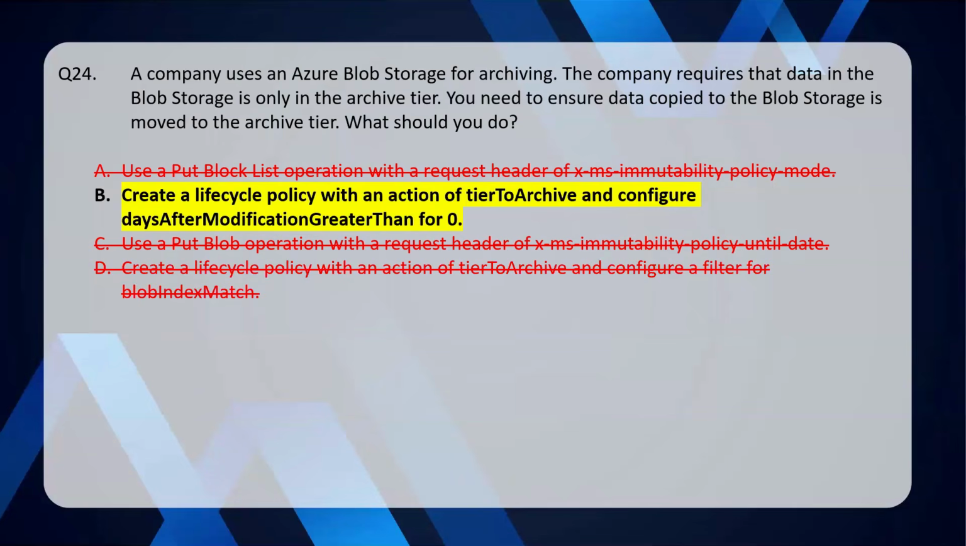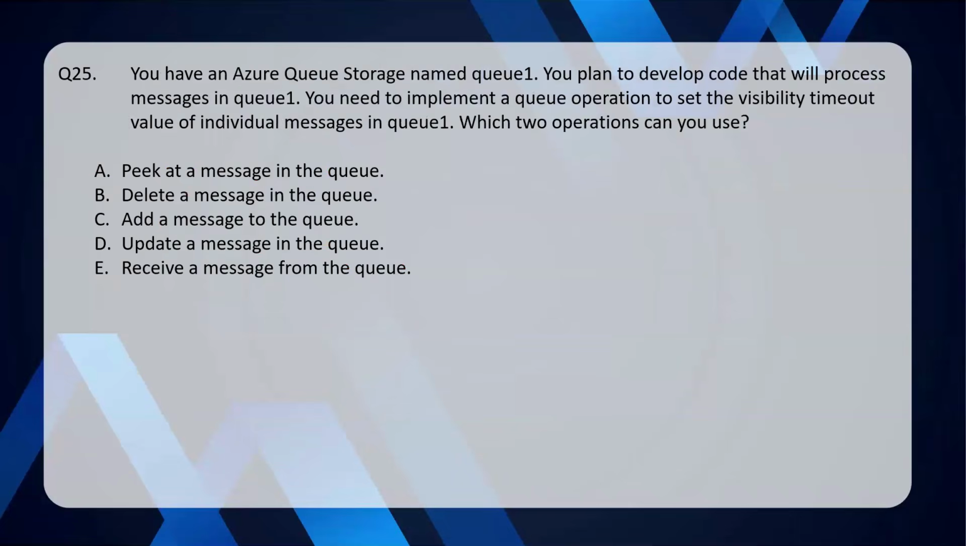Question number 25 of the series. You have an Azure Queue Storage named Q1. You plan to develop code that will process messages in Q1. You need to implement a queue operation to set the visibility timeout value of individual messages in Q1. Which two operations can you use? Your options are: peek at a message in the queue, delete a message in the queue, add a message to the queue, update a message in the queue, receive a message from the queue.